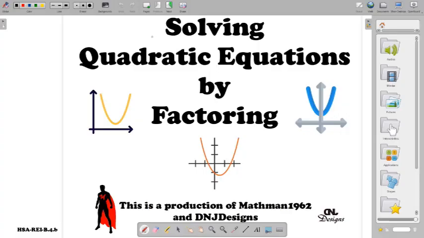Today we're looking at solving quadratic equations by factoring. So taking a quadratic equation, finding the solutions or the roots to that equation using the factoring method.